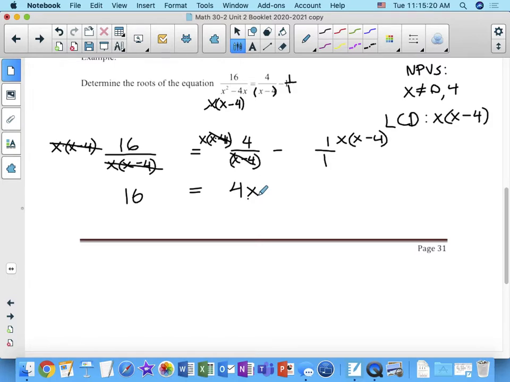And then over here, in the last one, does anything cancel? No, nothing cancels because the denominator is just 1, right? So I'm left with minus 1 times x, or just minus x times x minus 4. Okay, so this is the step where I transform the equation from the rational equation to either the linear or the quadratic equation.